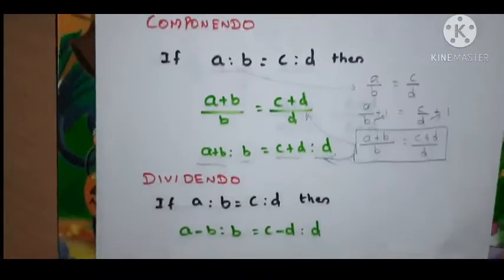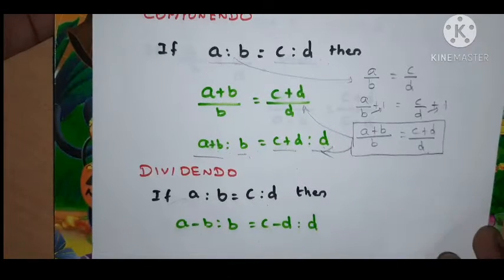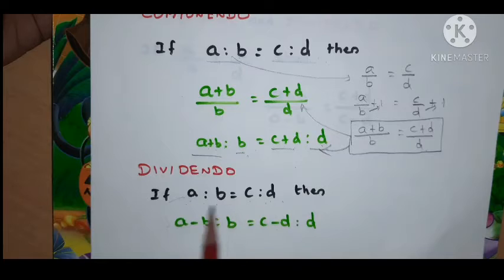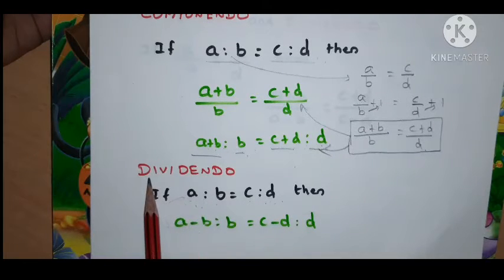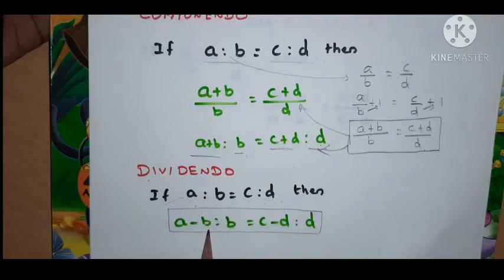Right? Next, what is Dividendo? The next property is Dividendo. We have 2 ratios, A is to B and C is to D. If these 2 ratios are in proportion, then according to the property called Dividendo, these 2 ratios will also be in proportion: A minus B is to B is equal to C minus D is to D. This is called Dividendo.